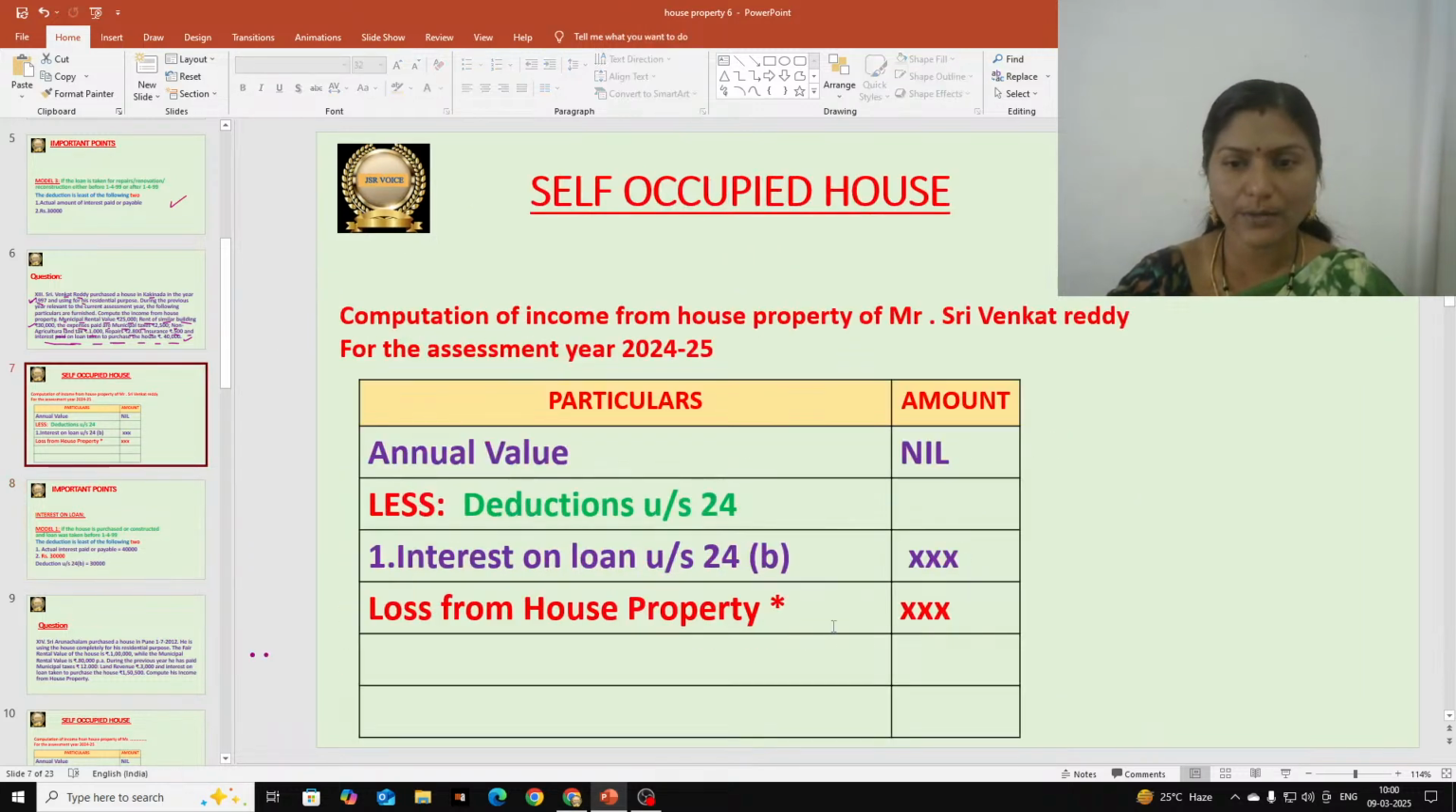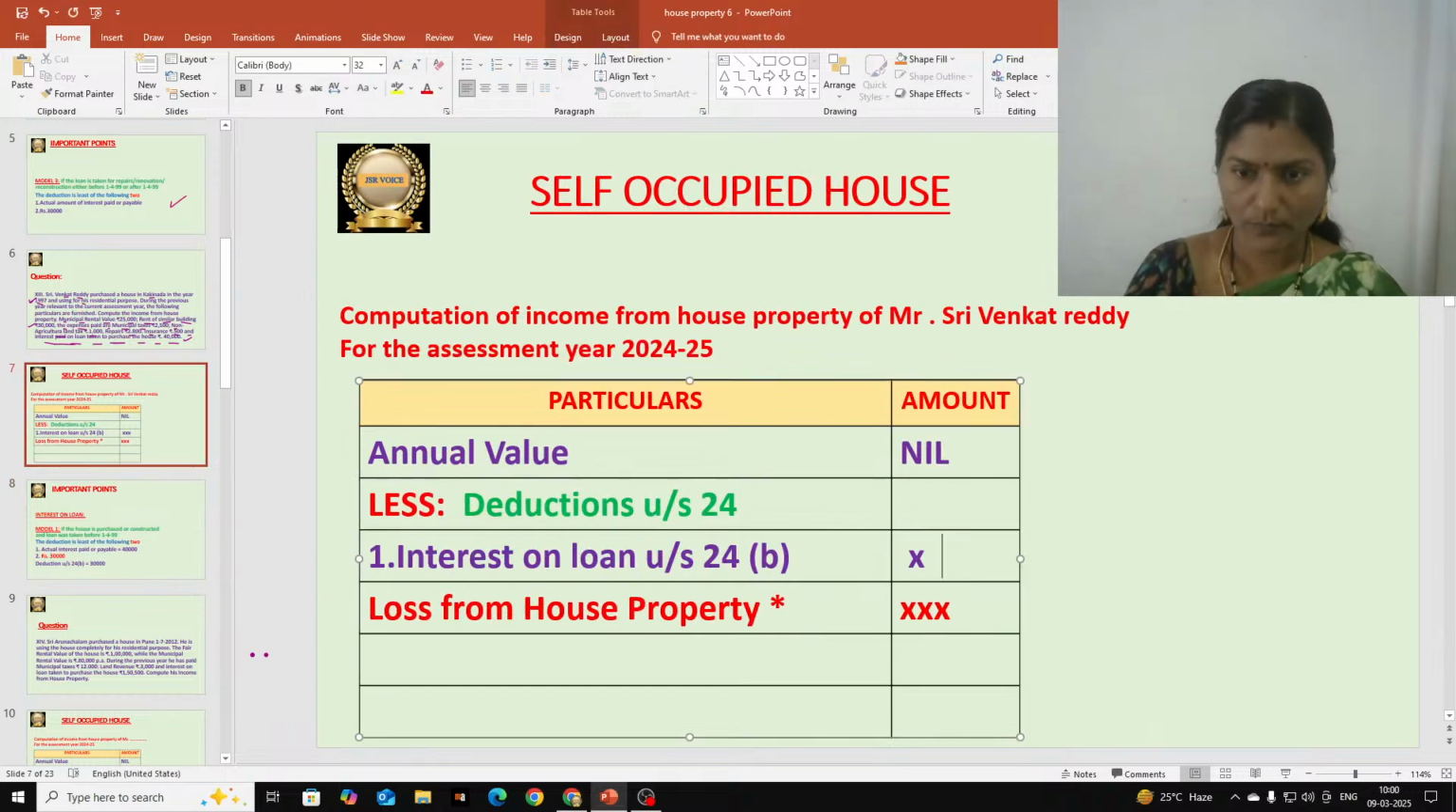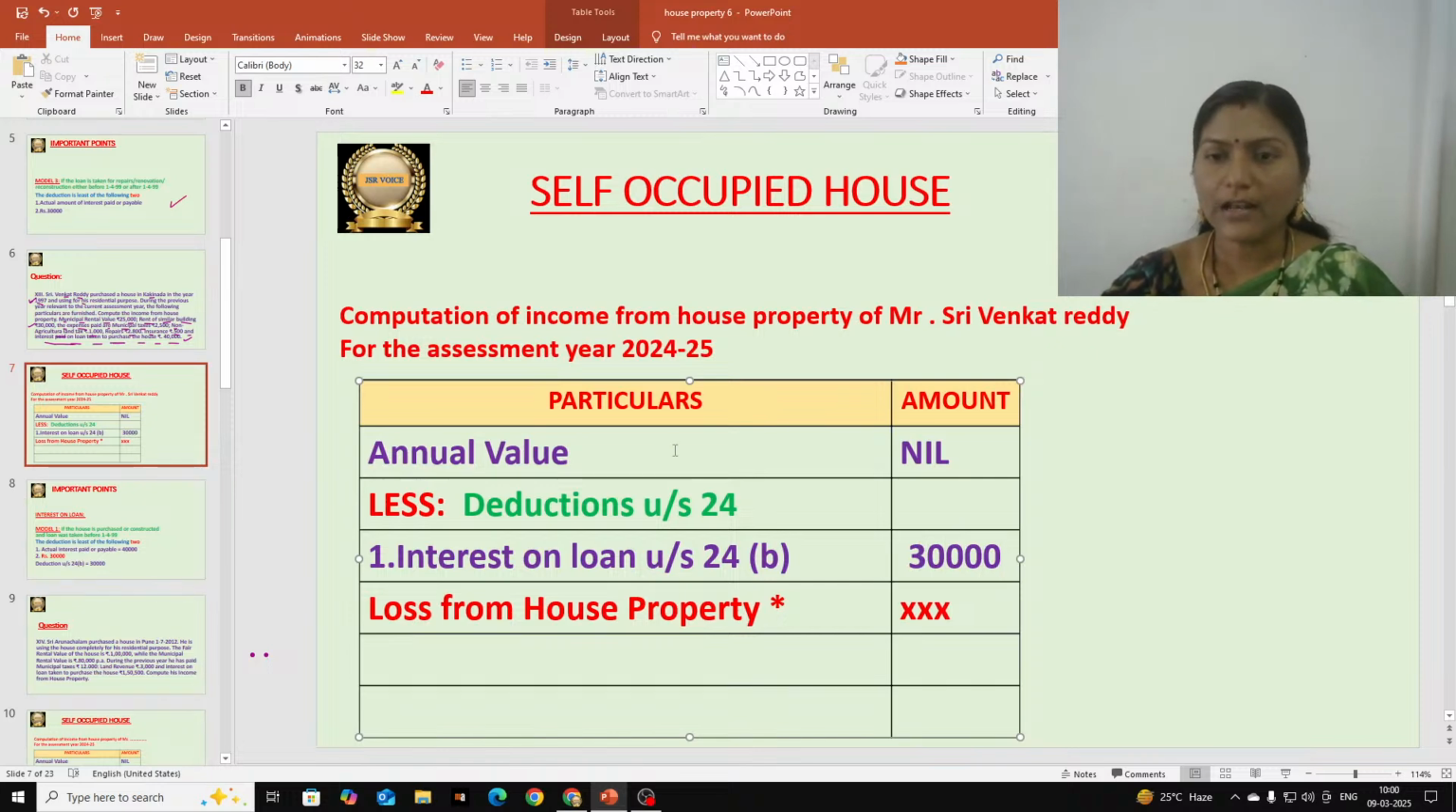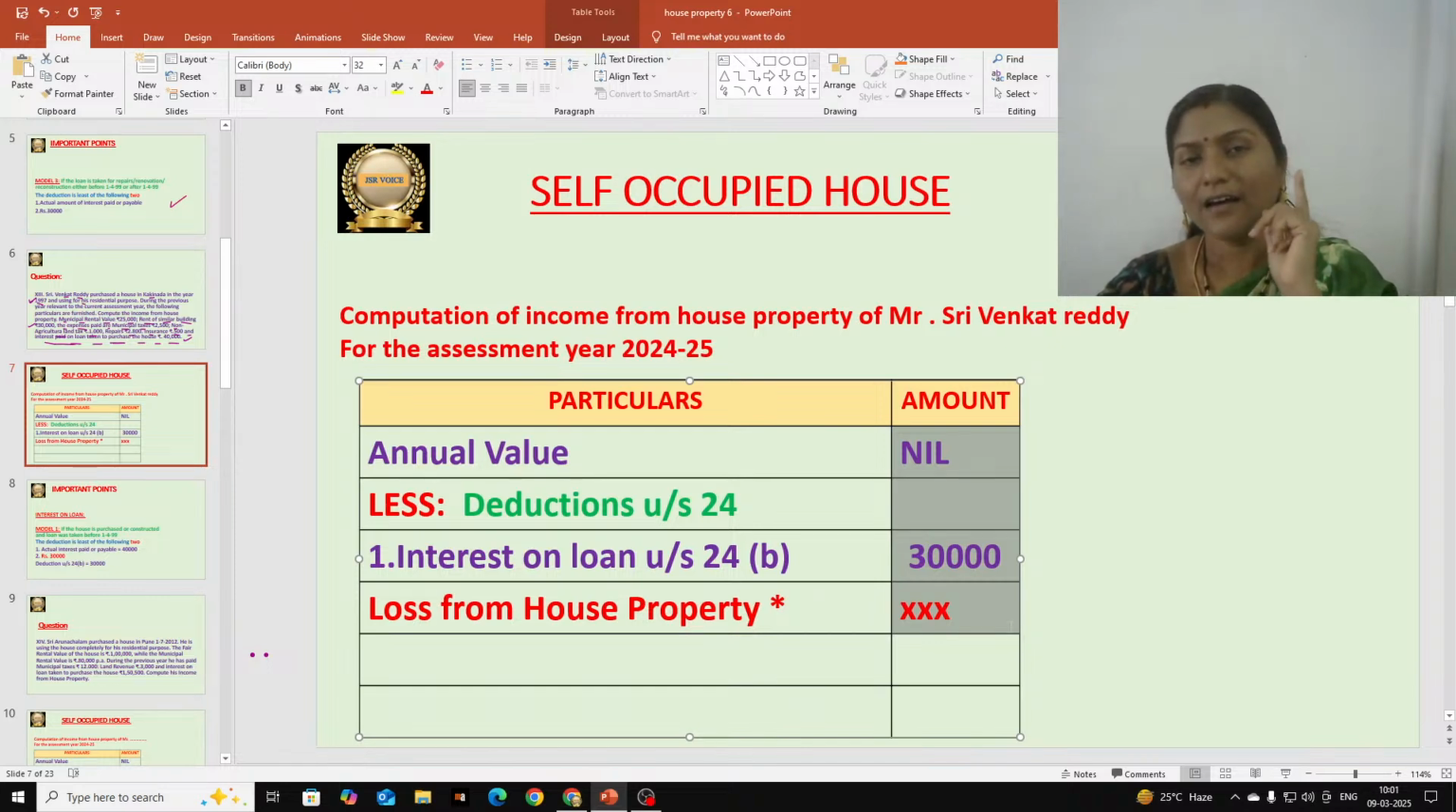Let us record in the statement. 30,000. And from nil, if you deduct 30,000, you will get minus 30,000. But don't write minus 30,000 as answer. You write 30,000, and you should name it as loss from house property. In case of self-occupied house, you will get either income from house property nil, sometimes in some problems, and if you have interest on loan, definitely you are going to get loss from house property.